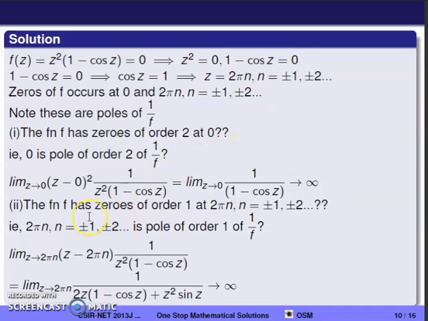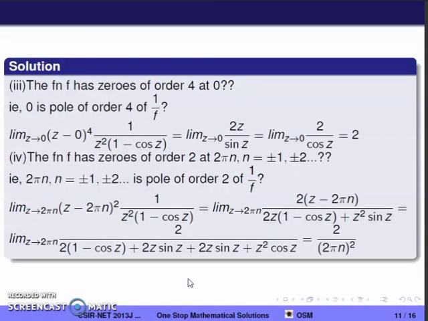So let's check the next option. Whether the function has zeros of order 1 at 2 pi n. This equivalently implies whether 1 by f has a pole of order 1 at 2 pi n. So I'm using the last concept to find the order. Similarly, like before, we are getting an infinite number. So option 2 also cannot happen. Let's take the next options.